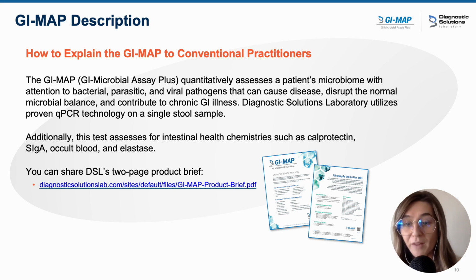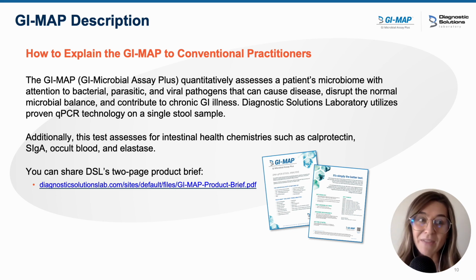Right? Maybe you are that practitioner that I was at that point in my career that's like, maybe I want to start ordering this, but I don't really know what it is. Or maybe you are a patient and you're wanting to talk to your conventional practitioner about ordering this test. Or maybe you're wanting to establish a referral network and you don't really know how to describe the test that you ordered to the conventional practitioner that you're building a referral network with. So let's talk about it. What is the GI map?